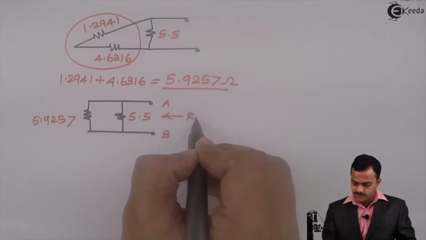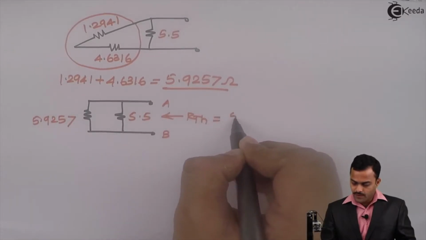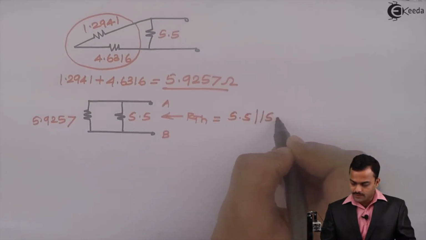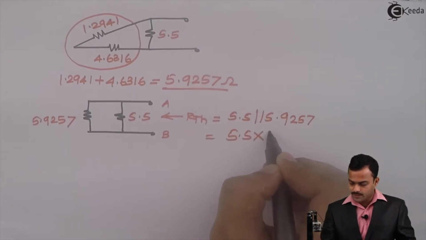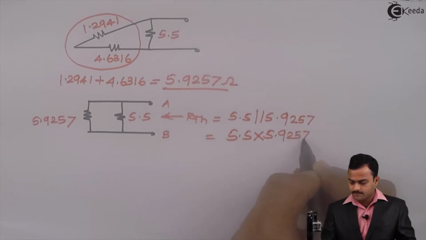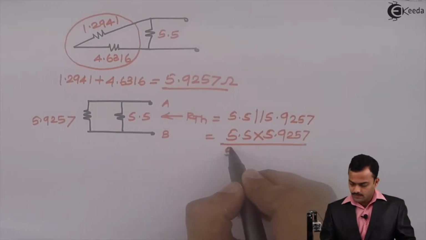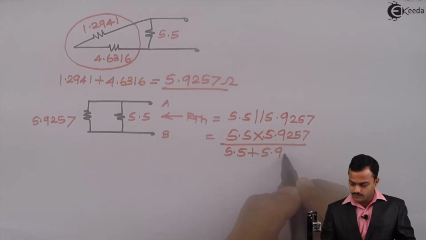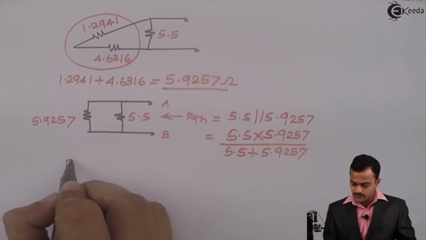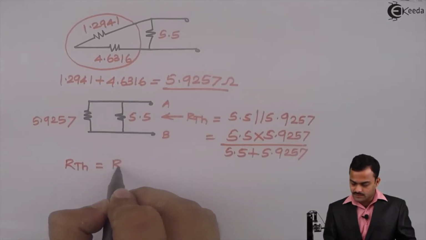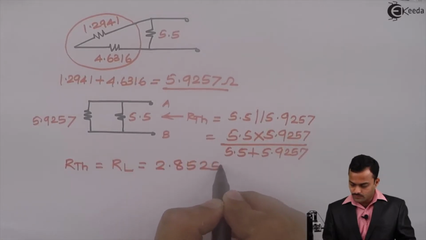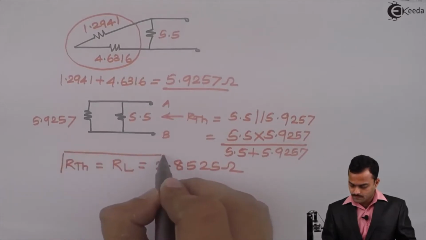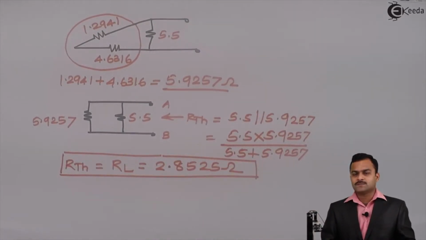So RAB, which is nothing but RTH, will be 5.5 in parallel with 5.9257, which will be 5.5 multiplied by 5.9257 divided by 5.5 plus 5.9257. The answer you will get, RTH, which is the same as RL, is 2.8525 ohm. So the first part of the question we have answered successfully.